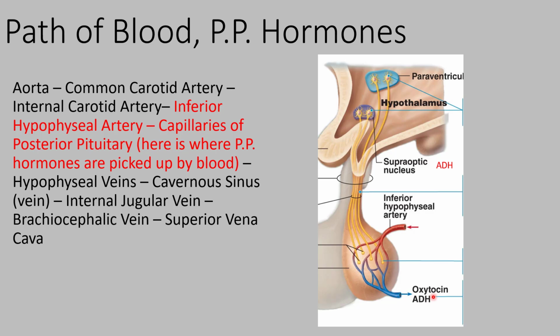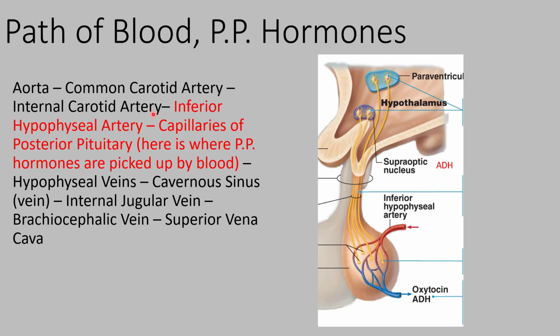So let's look at the path of blood when we are talking about pituitary hormones, specifically the posterior pituitary. Blood is traveling from the heart through a large vessel called the aorta. If it's going towards the brain, then from the aorta it moves into the common carotid artery, a blood vessel that takes blood to the brain. Now, the common carotid artery splits into an internal and an external carotid artery. If we're going to the pituitary, we go from the aorta to the common carotid artery to the internal carotid artery.